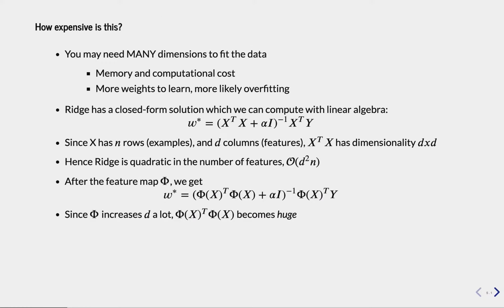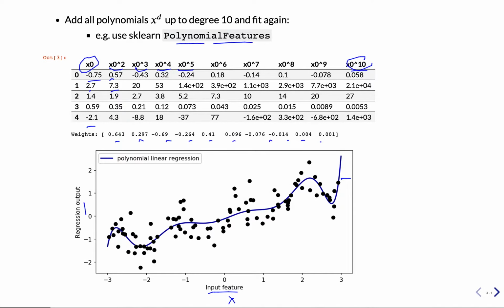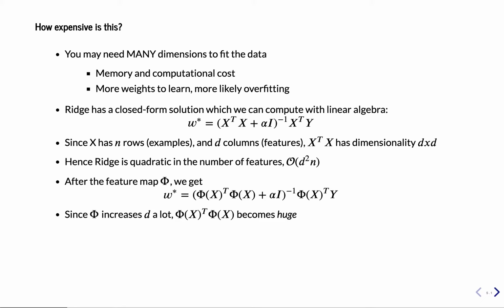However, this is very expensive, right? First of all, you may need many dimensions, right? Here I added 10 new dimensions for a one-dimensional data set. If you have a 100-dimensional data set, it's going to explode. You'll have a lot of features to deal with and a lot of weights to learn.